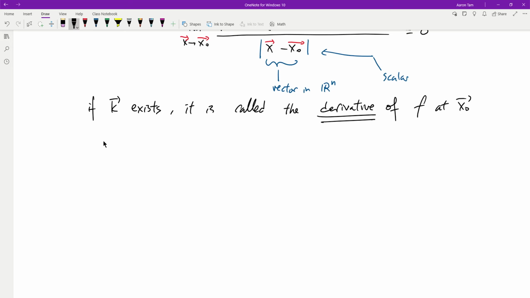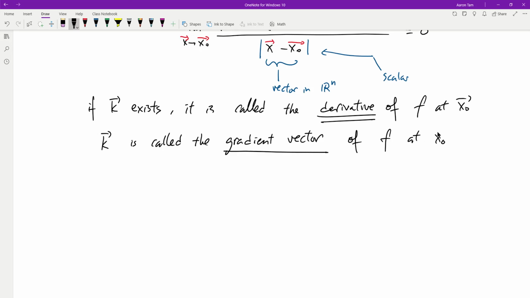We actually call this, K is actually called the gradient vector of f at x sub 0. And the notation for gradient is this upside down delta of f.